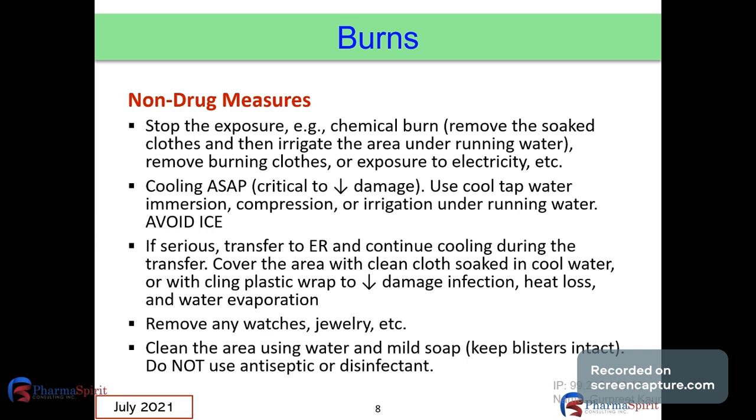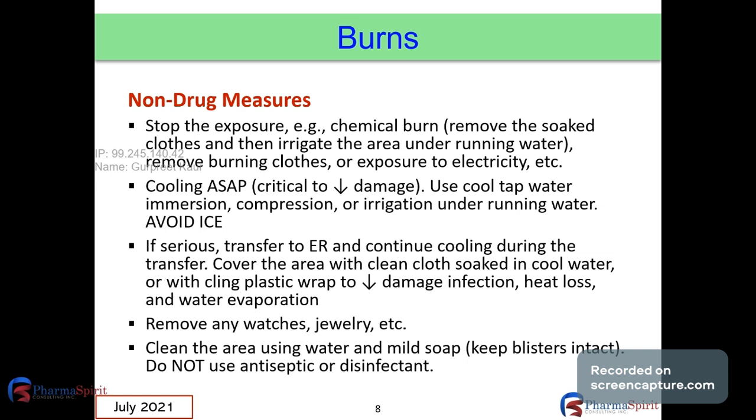We need to cover the area with cling plastic wrap. This is the one we use in the kitchen. This decreases water evaporation from the deeper skin tissue, prevents heat loss, and prevents infections. We also need to remove any restrictive objects. For example, if the patient is wearing a watch or jewelry, we need to remove this stuff. Why? Because the affected area may swell, and this may become problematic because it can affect the circulation.